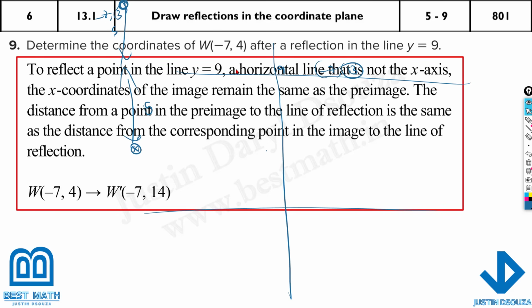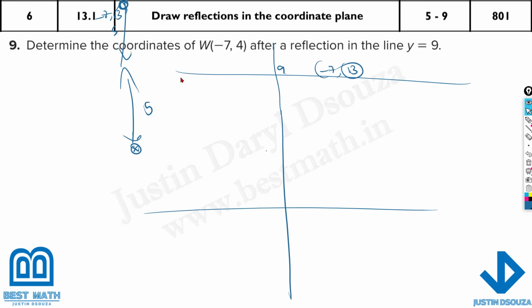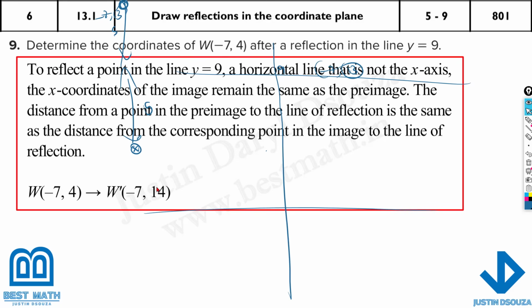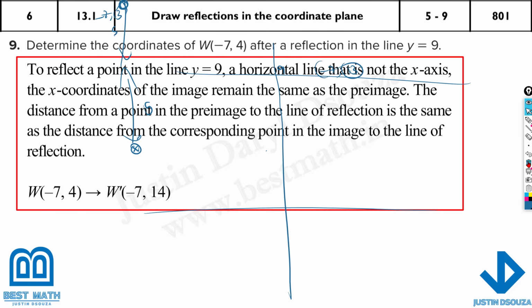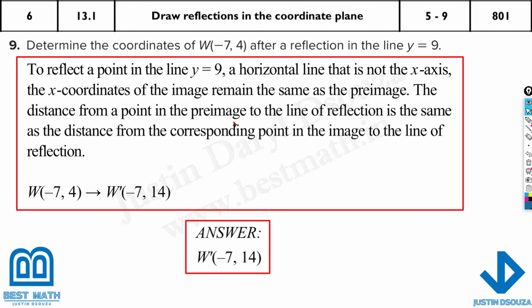Wait a minute. Did I count it correctly? See now, what did I do? I made a mistake. I counted it wrong. 9 plus 5 is not 13. It's 14. My bad, a simple calculation error. 9 plus 5 is 14. So the answer is 14. Why? Because the distance from this point to the line of reflection is 5. You need to add 5 to 9. That'll be 14, not 13. That is the answer. -7 remains the same because only the y value changes.